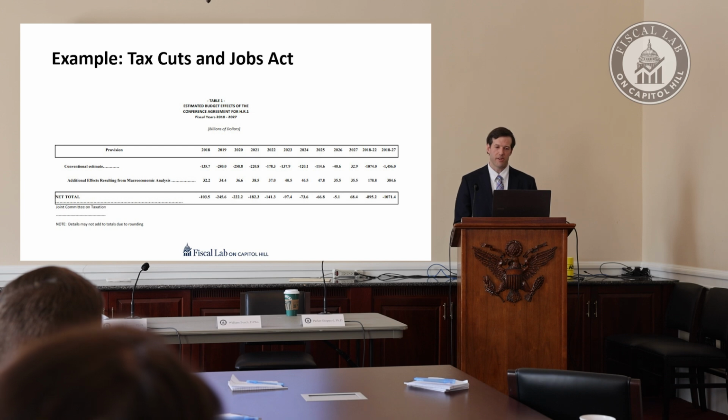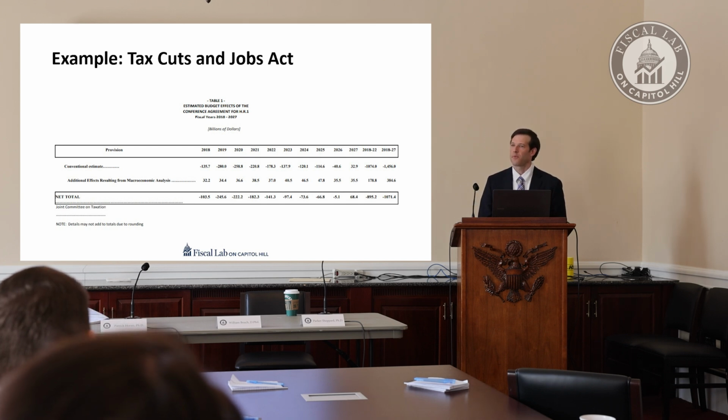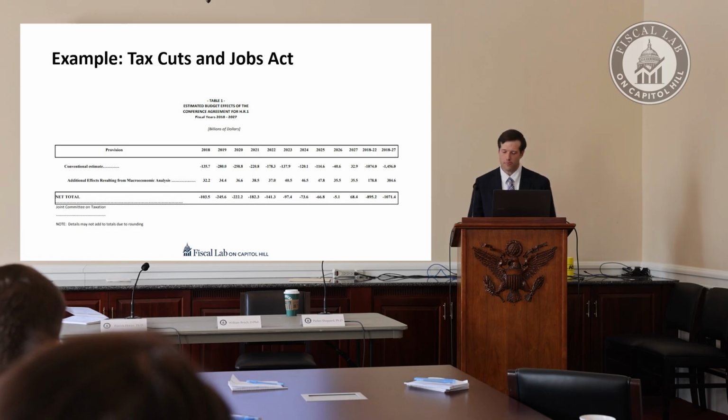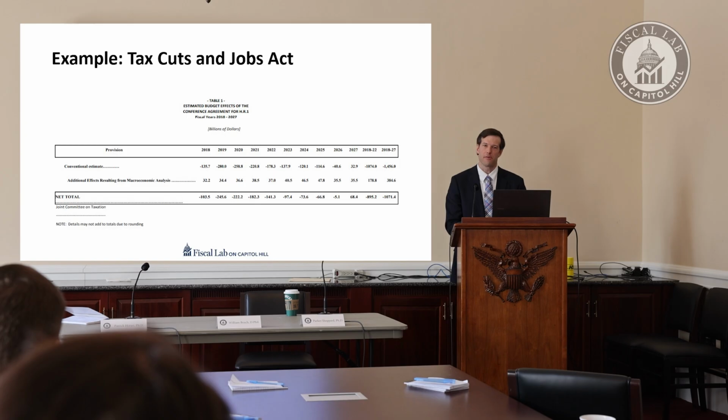But it basically boiled down to this very streamlined table where they have the conventional estimate in the top. They include the changes in macroeconomic feedback. So basically, when they run their models, they count the differences.